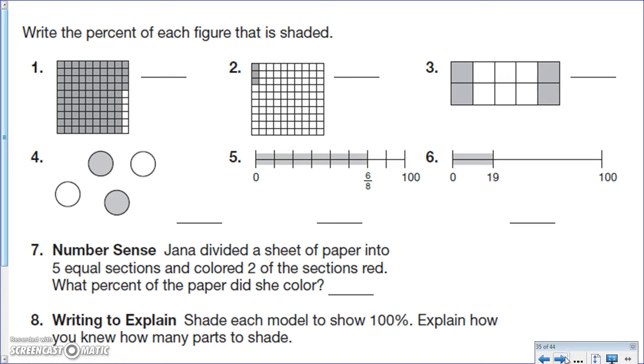Write the percent of each figure that is shaded. So number 1, we have a hundreds block, so we know there's 100 little squares there. So we know that we have 9 columns filled in and 4 more, which means we have 94%. For number 2, we only have 3 blocks shaded in, and again, we know it's out of 100, so it's 3%.